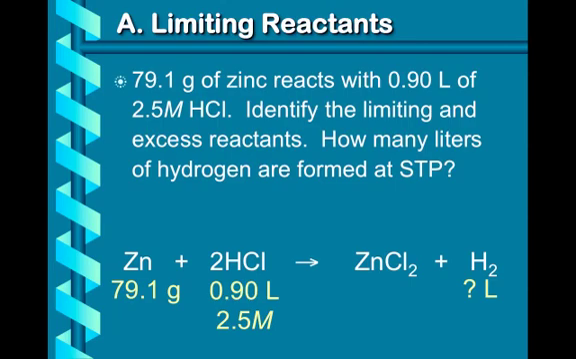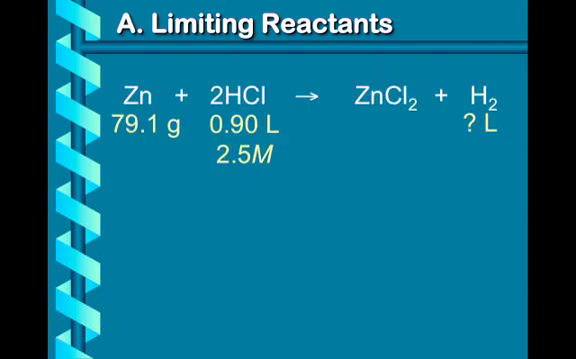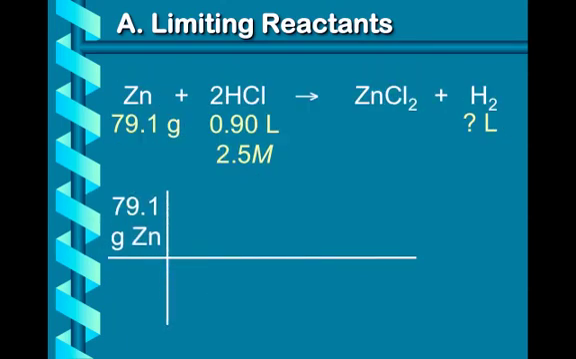In limiting reactant problems, you're always going to have more than one known. For each known, you have to set up a different set of dimensional analysis boxes. Now, let's start with the zinc. We know that we are starting off with 79.1 grams of zinc.